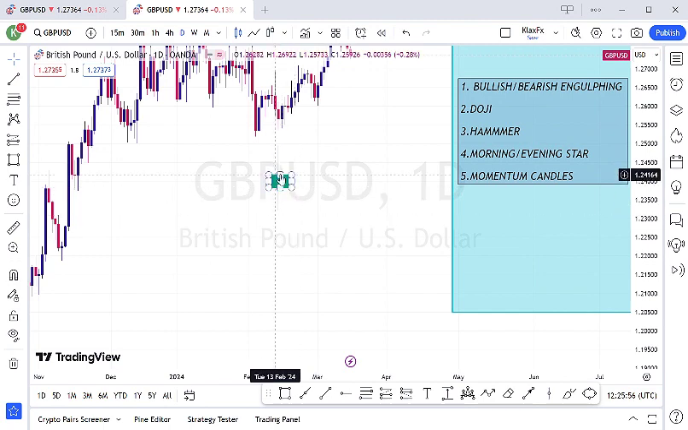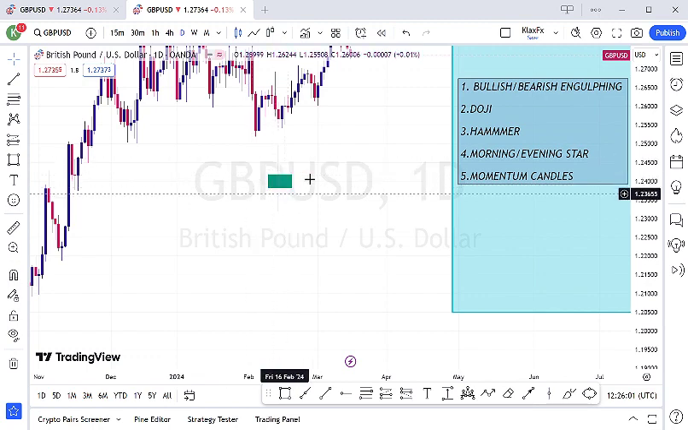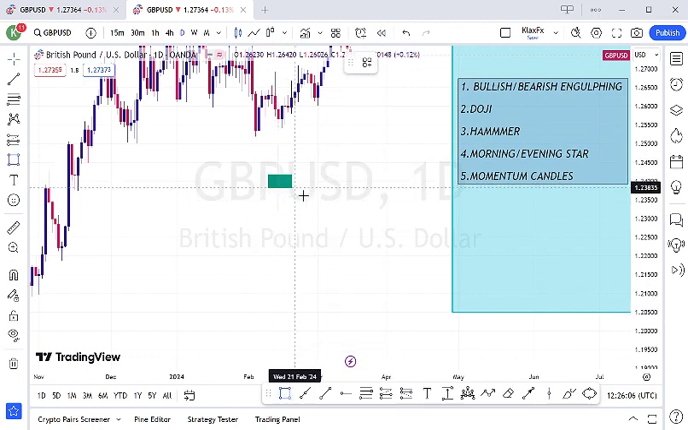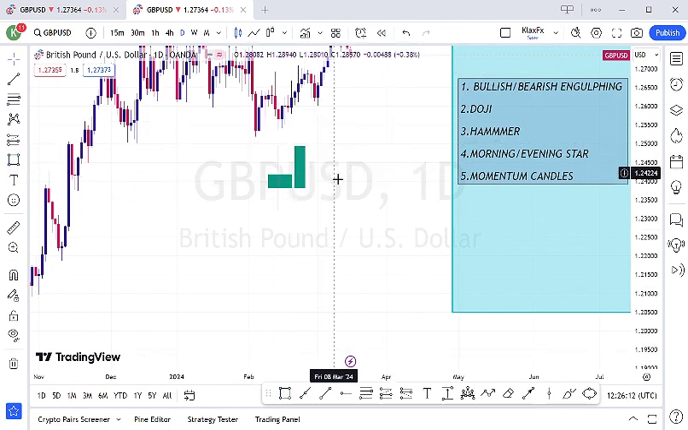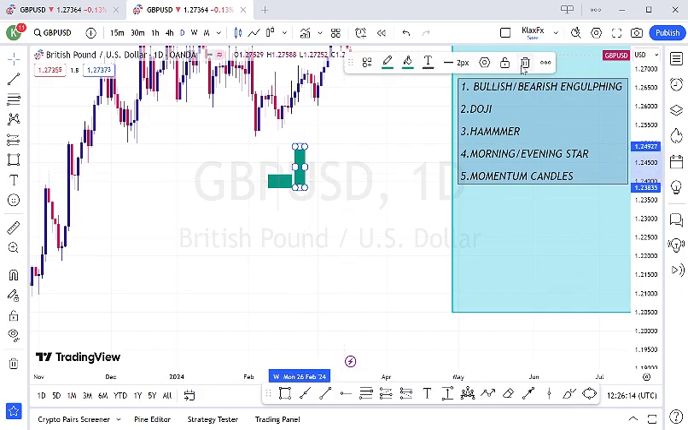So the psychology of this candle is that both buyers and sellers are in equilibrium. You now have to wait for the next candlestick to give you direction. Maybe the next candlestick might be a bullish engulfing candle. This is when you now enter your trade. So this is for doji candles.